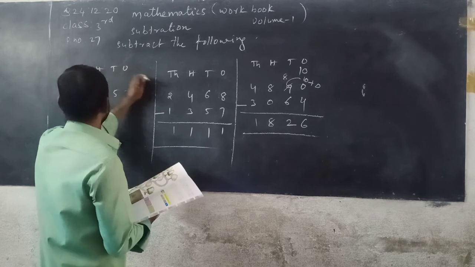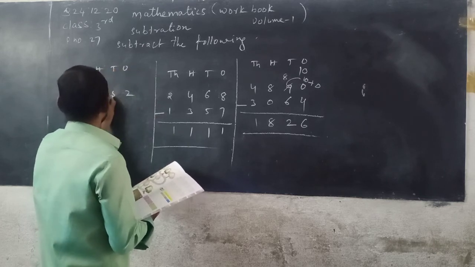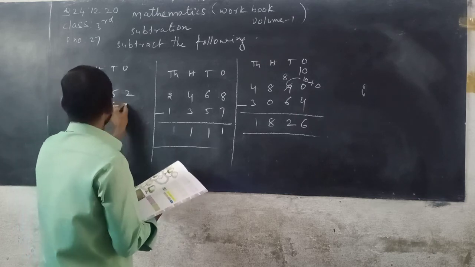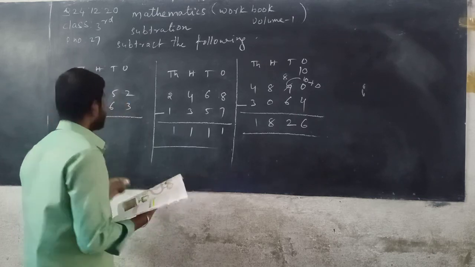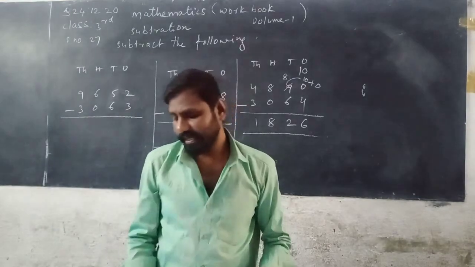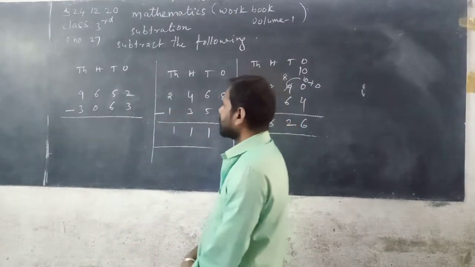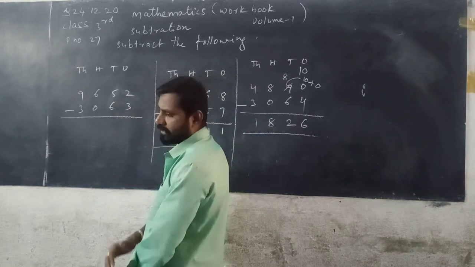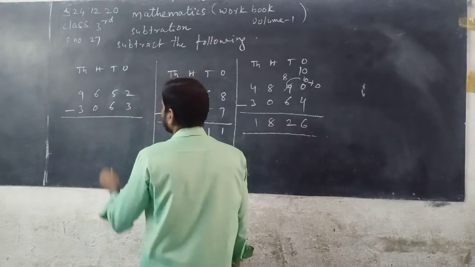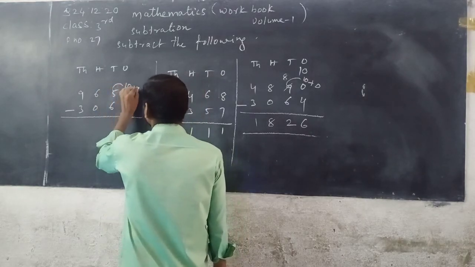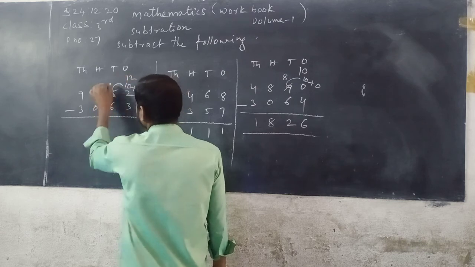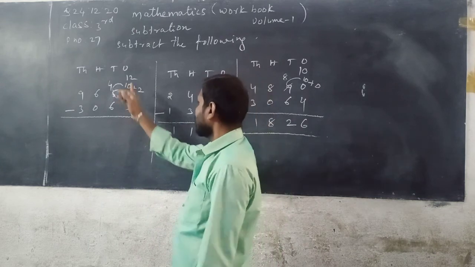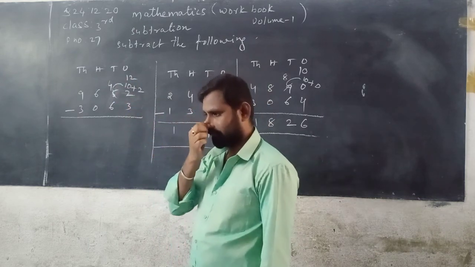9,652 minus 3,063. Listen carefully. First write the given numbers in column form. First subtract the digits in the ones place. 2 minus 3, not possible, because 2 is smaller than 3. Then we have to borrow from 5. It gives 10. 10 is added to 2, you get 12. 5 loses 1, 5 becomes 4. 12 minus 3, you get 9.